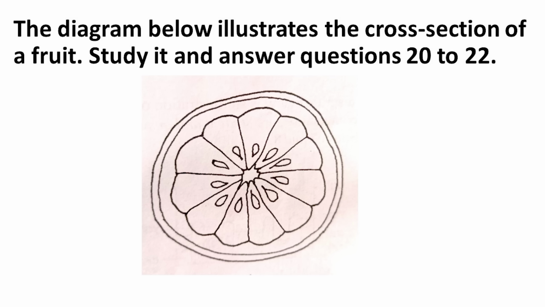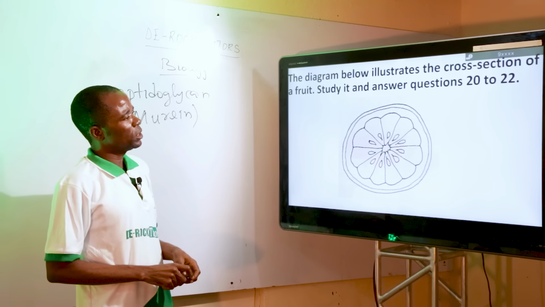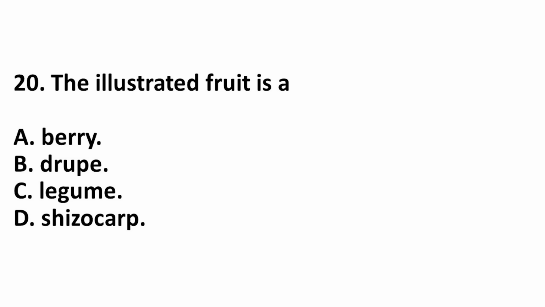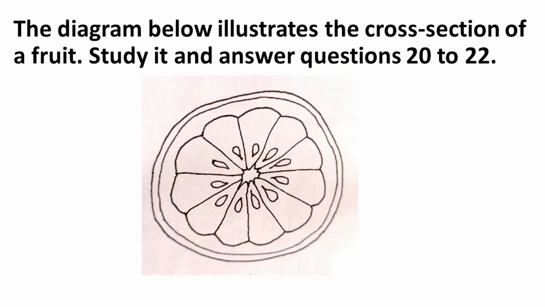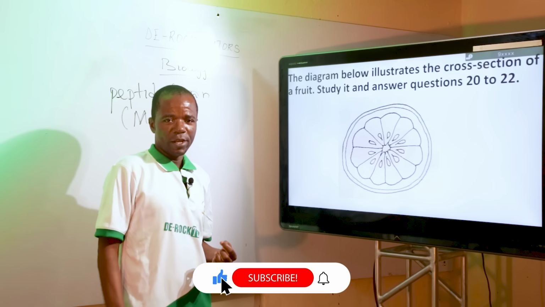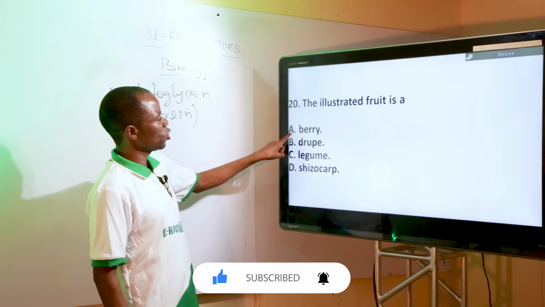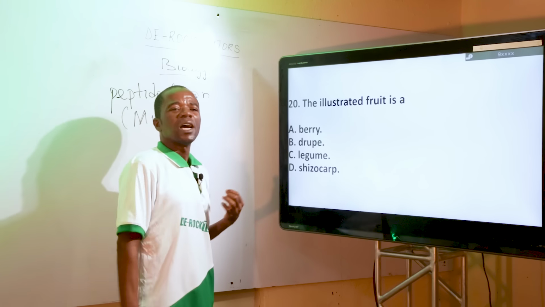The diagram below illustrates the cross-section of a fruit. We are to study it and use it to answer questions 20 to 22. Let's look at number 20. The illustrated fruit is a... Let's go back to the diagram. So we can see here, from the diagram, it's obvious that this is an example of a berry. So let's go to number 20 and see which of the options contains berry. That's option A. It's obvious that particular fruit is an orange.